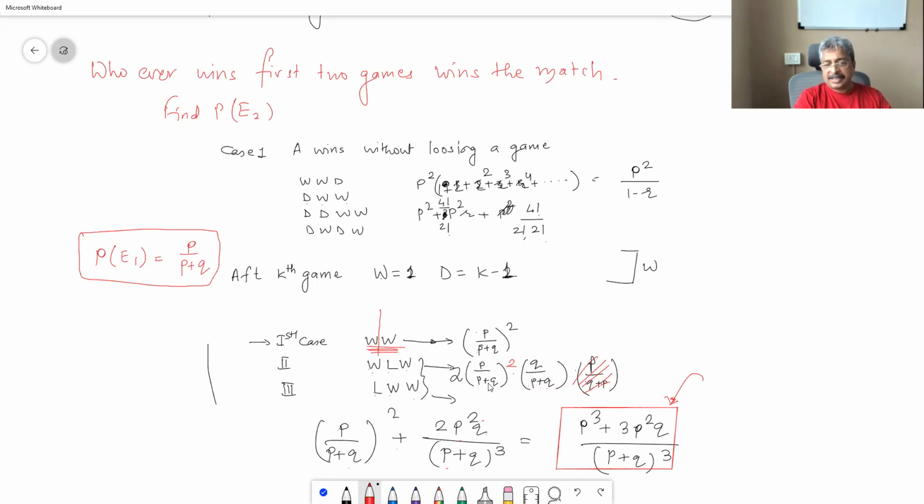And in either case, you will get P upon (P plus Q) bracket square because you require to win twice. And there will be one loss, which is Q upon (P plus Q). Hence, the probability of two winning without losing a match is this. The probability of winning by losing one match is this. Add them, you get the desired answer. Okay, this is the shorter method.